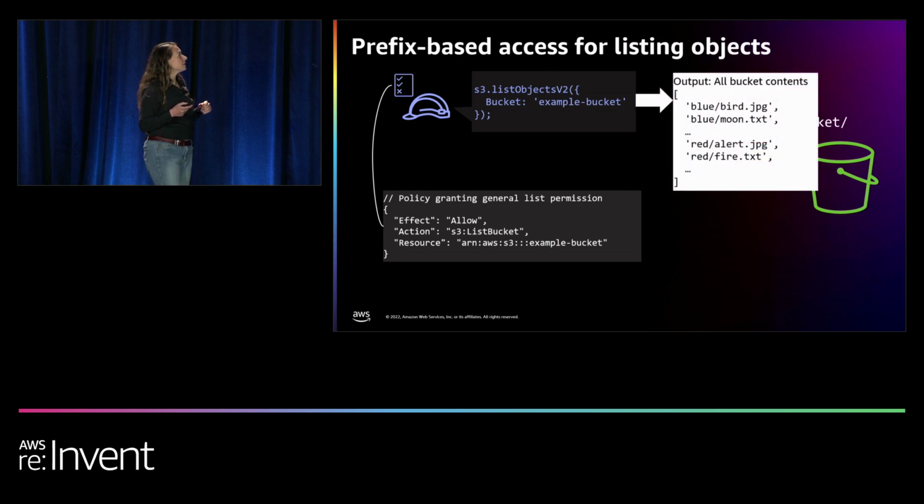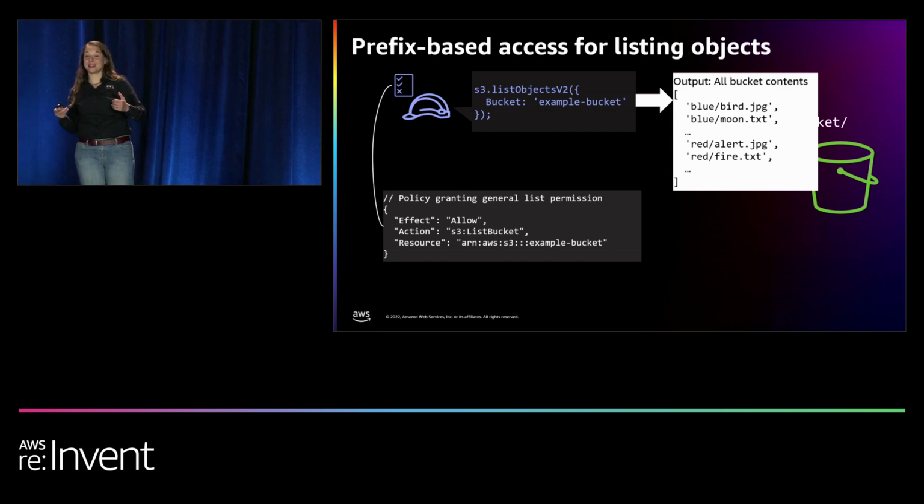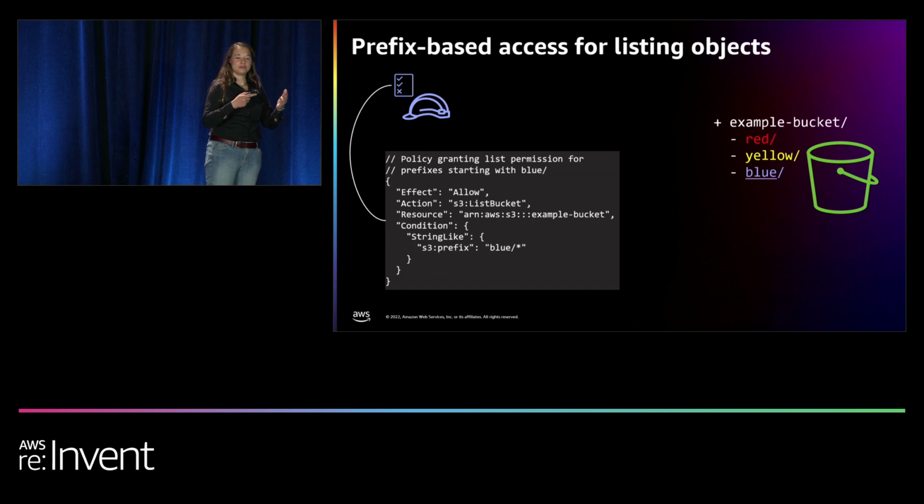And what are we going to see here? Well, okay, we're going to see blue bird, blue moon, but we're also going to see the rest of the contents of this bucket. Red stuff, yellow stuff, right? Because they asked to list the contents of the bucket, so they're getting the contents of the bucket. So that might be okay. That might be fine. All they're going to see here is metadata. They're not going to be able to read the contents of redalert.jpg. What if I actually needed to restrict that list to just the blue folder? Well, I can do that.